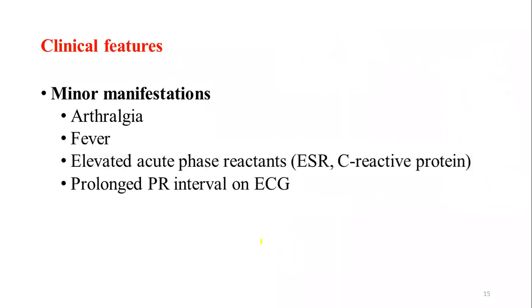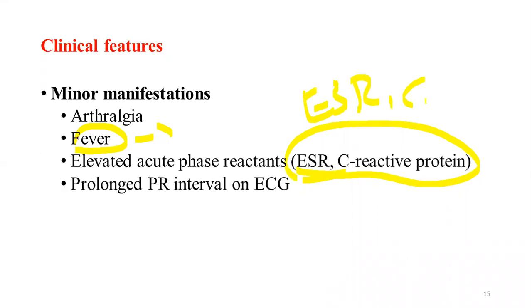So what are the minor manifestations? Arthralgia will occur, there is joint pain. Then the patient can have fever because of inflammatory reaction. Then, as the result of the inflammation, there is high probability of elevation of inflammatory markers such as ESR and C-reactive protein, CRP. So those are acute phase inflammatory markers. Then, as the result of damage of the heart valve, there is the probability of prolonged PR interval on ECG. So we call them minor manifestations.